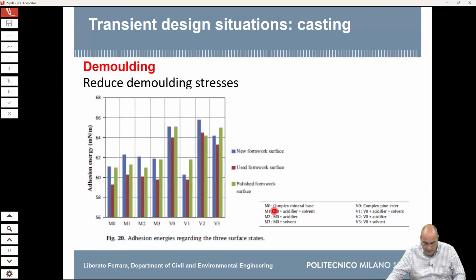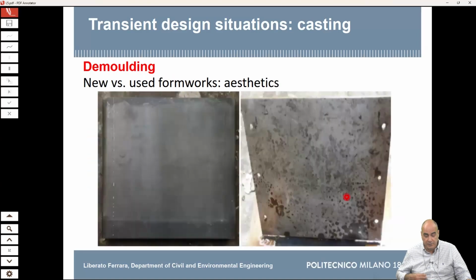You can see here you have one mineral base with different solvents and acidifier, or a pine ester with different solvents and acidifier. So this is also to show you, in some cases, if you work in a factory, you have a specific requisite, you can make some preliminary tests. You just cast a tile, there is no need to cast a wall element. You can make some push-off test, or you can make some strip test and just validate what is your choice, for example, of the demolding agent.